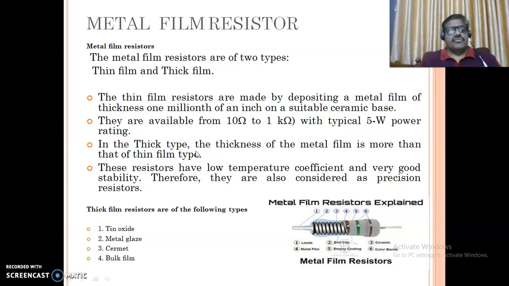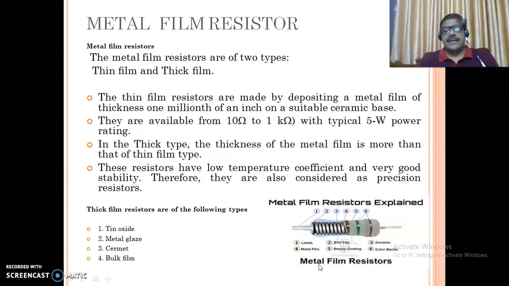In the thick type, the thickness of the metal film is more than that of the thin film type. These resistors have low temperature coefficient and very good stability. Therefore, they are also considered as precision resistors. Thick film resistors are classified into 4 types based on the material or metal used for constructing the metal film resistor: first one, tin oxide, second metal glaze, cermet, and bulk film.